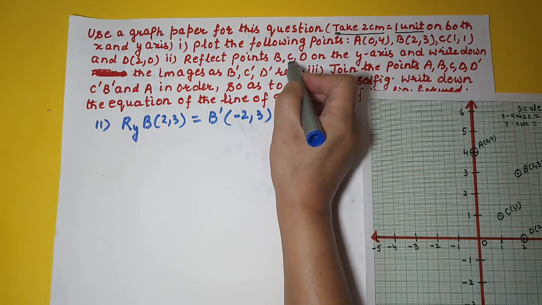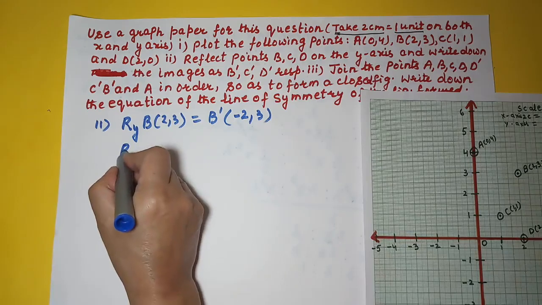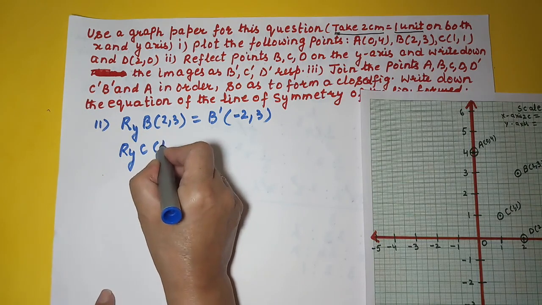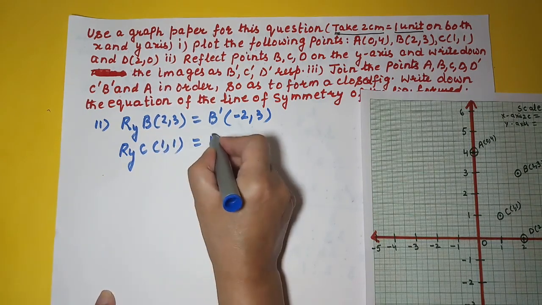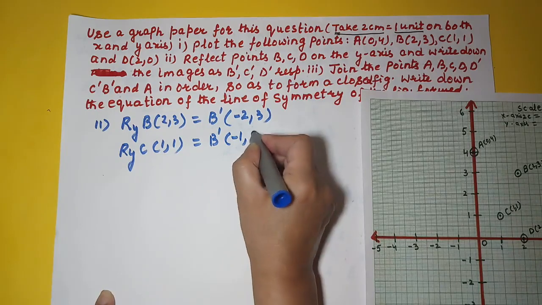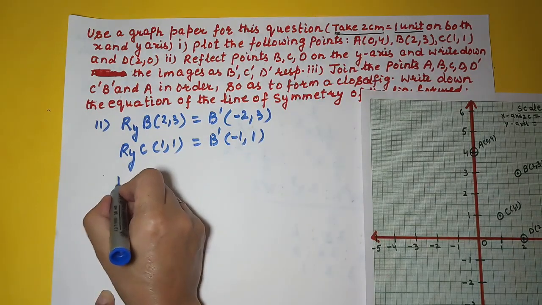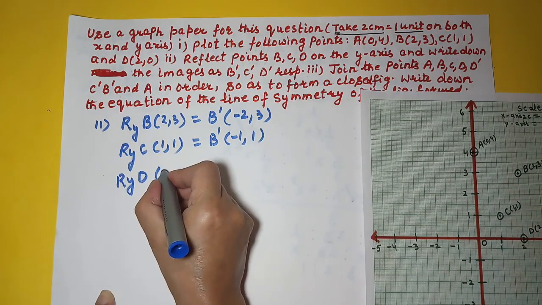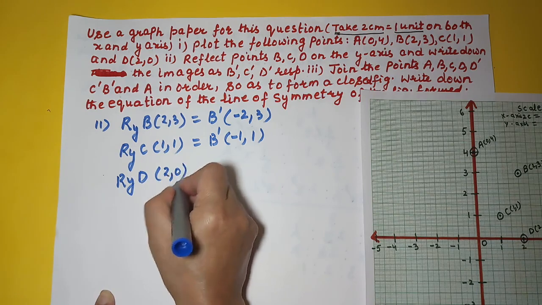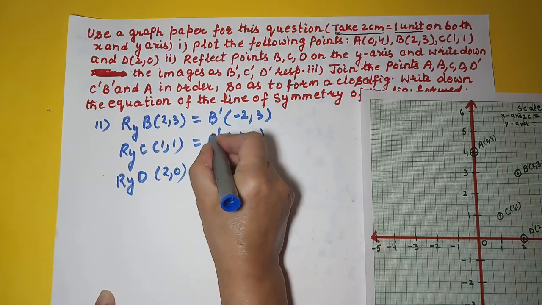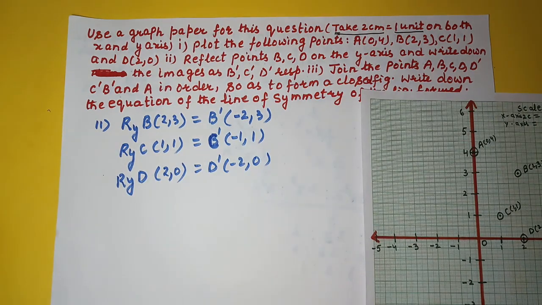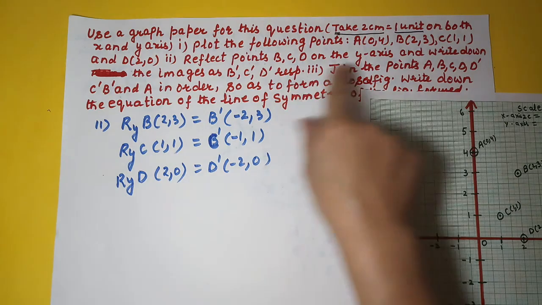Then I have to reflect C. So reflection of C, which is 1 and 1, along y-axis, the sign of x coordinate will change, minus 1 and 1. And then reflection of D along y-axis, D is 2 and 0. So this will become C dash and this will become D dash as minus 2 and 0. Right? Okay. Now, second part we have answered.